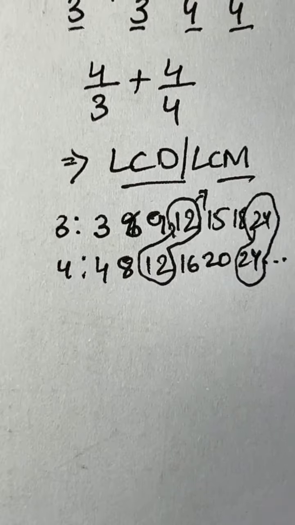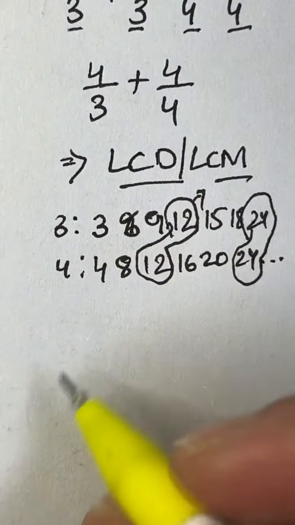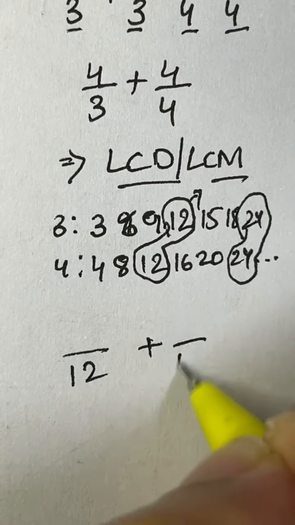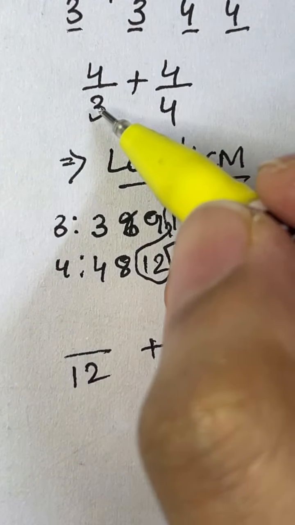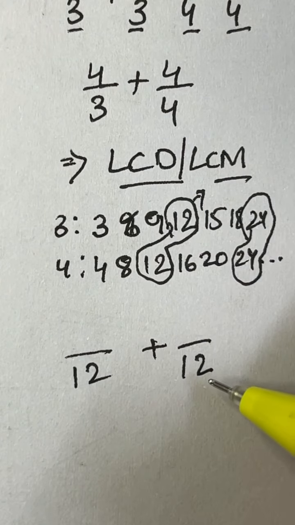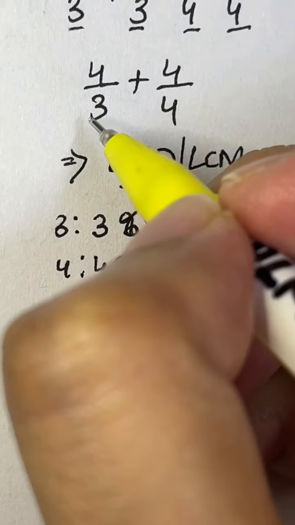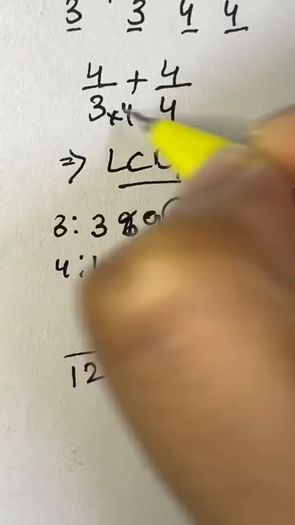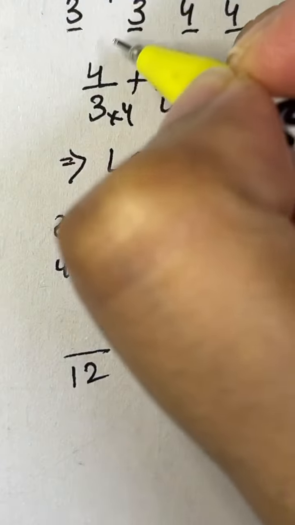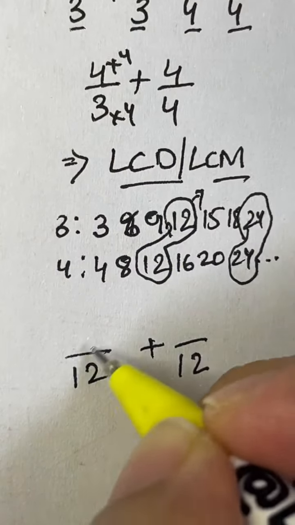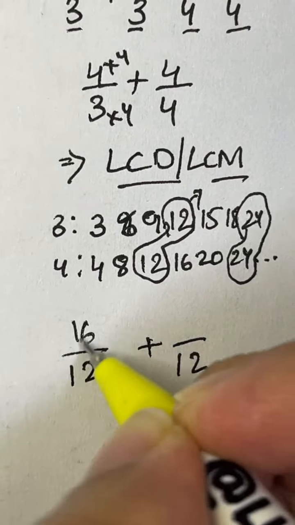Okay, now let's substitute. Let's make the denominators 12 and 12. So I'm going to write 12 plus 12. Now I have converted 3 to 12 and 4 to 12. But how can I do that? Without multiplying anything, I cannot make 12 and 12. So I have multiplied 3 with 4 to make it 12. The same thing I need to multiply with the numerator as well. 4 times 4 gives me 16. So I have 16 here.